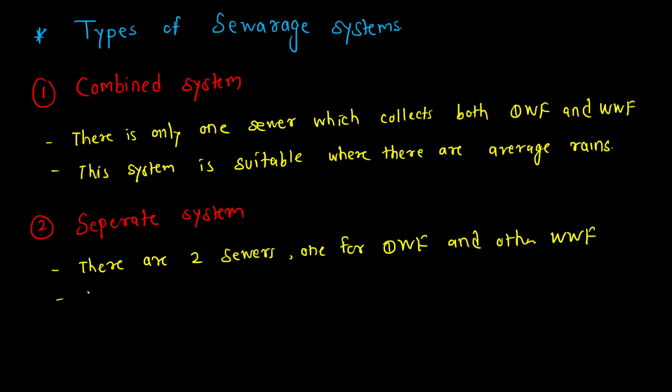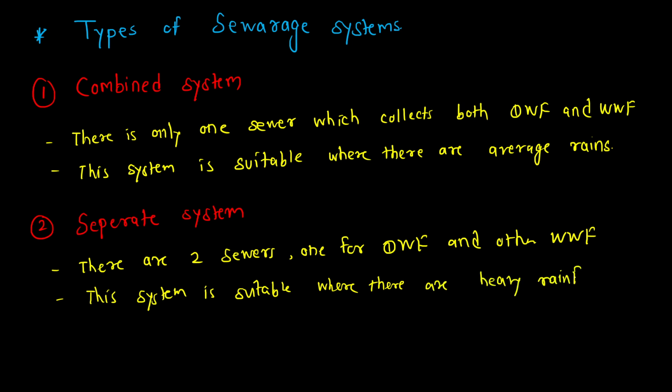So this system is suitable where there is heavy rainfall. You can take the example of Mumbai here. In the first case, you can take the example of Chennai.